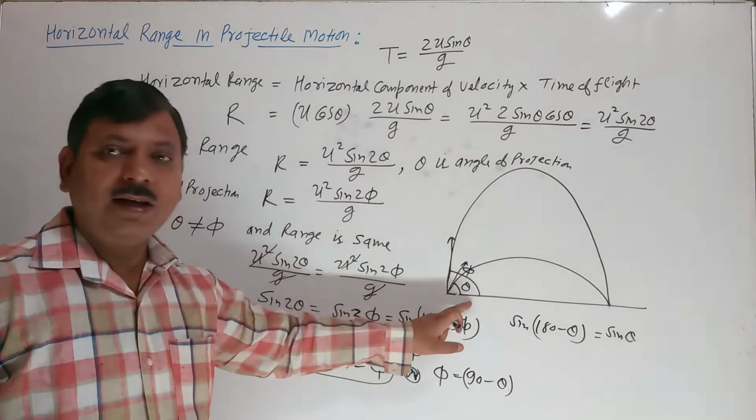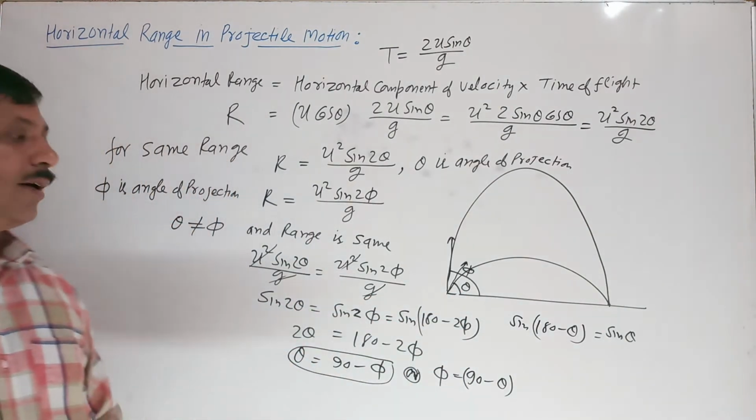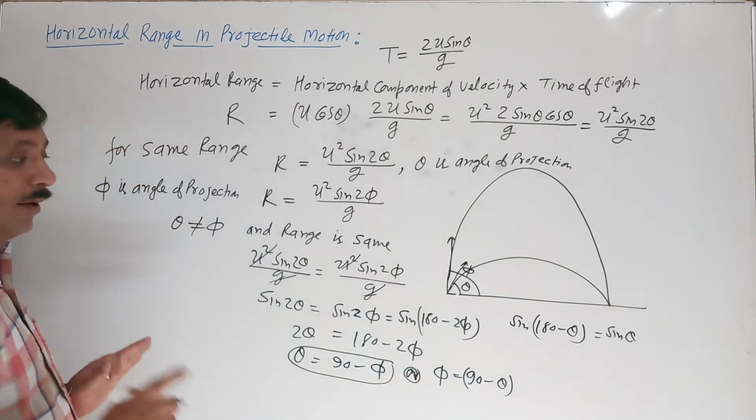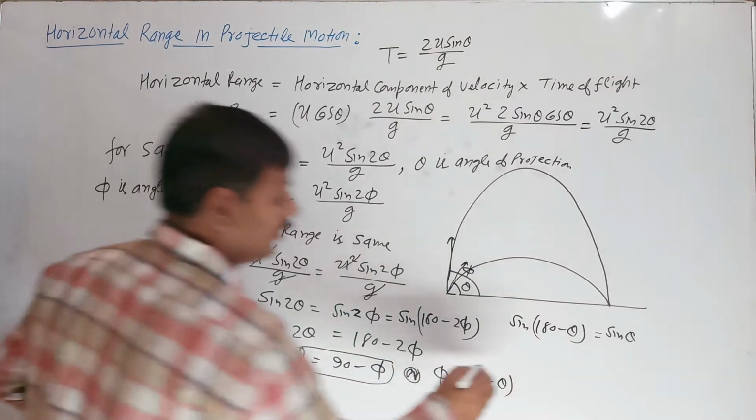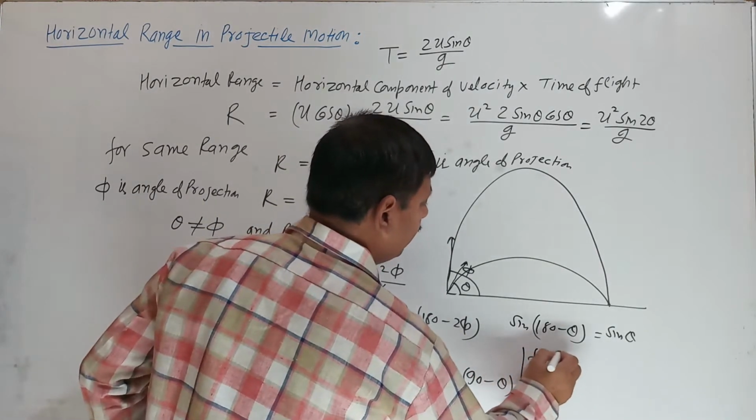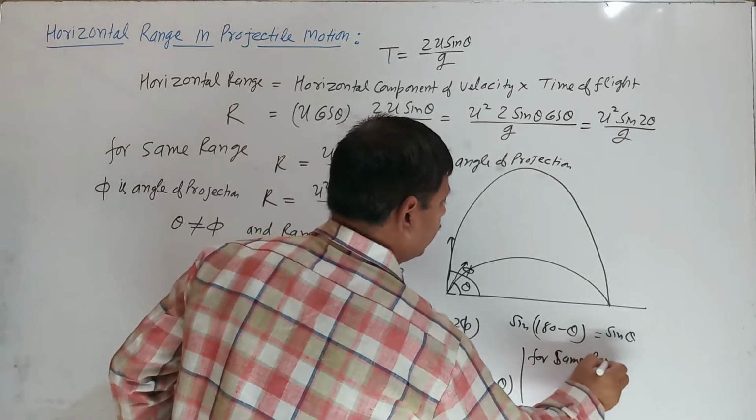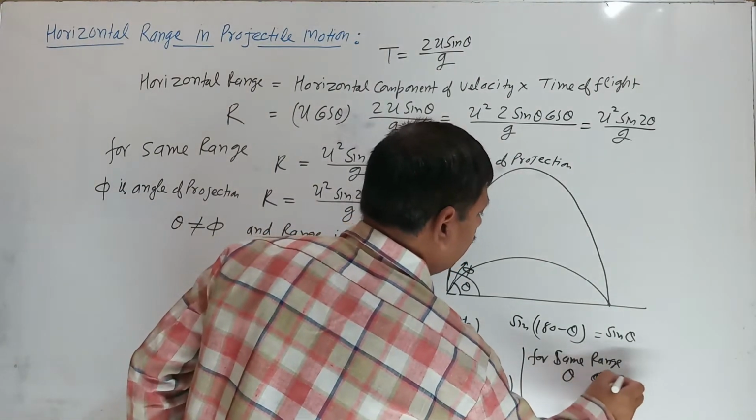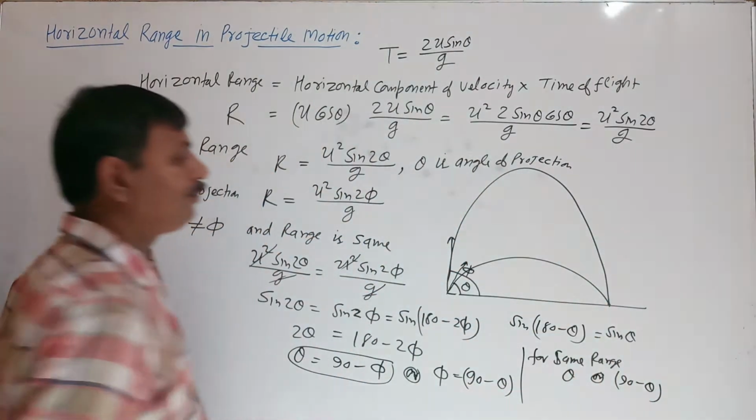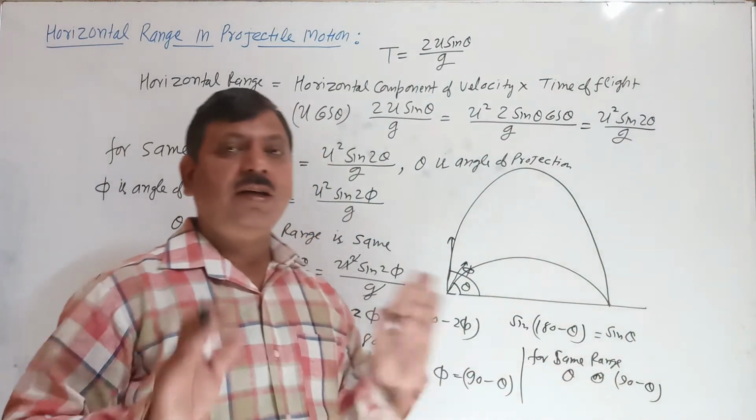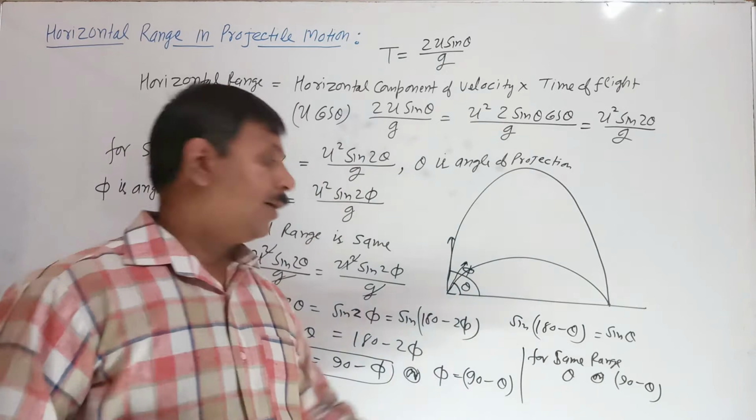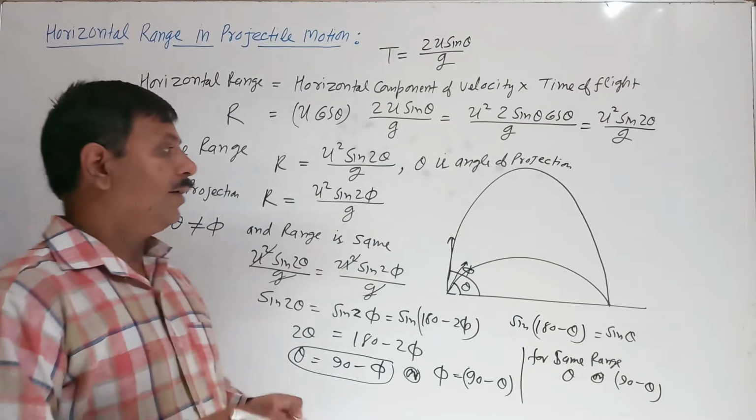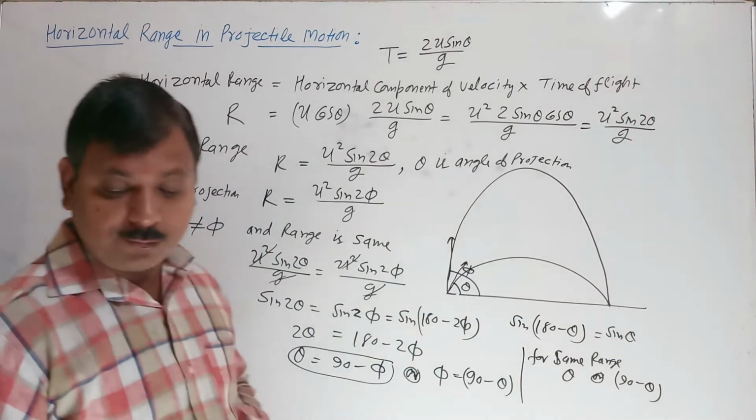See, if one angle is theta, another angle is 90 minus theta, that time range will be same. So for same range, what have we seen? For same range, what happened? Angle of projection is theta or 90 minus theta. If you are projecting an object at an angle theta or projecting at 90 minus theta, range will be same. We can give some example also.